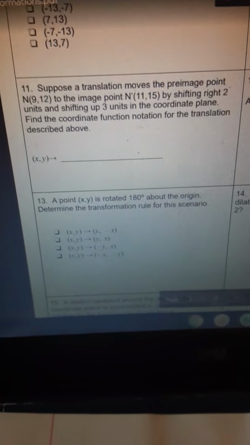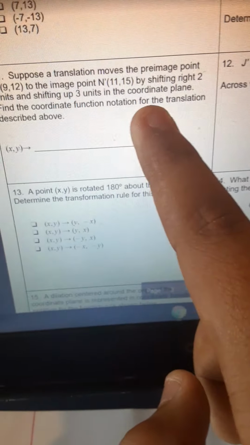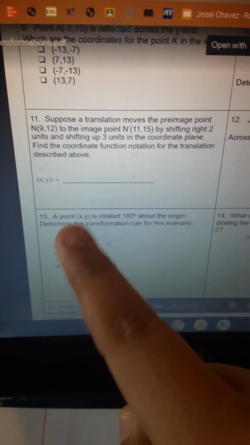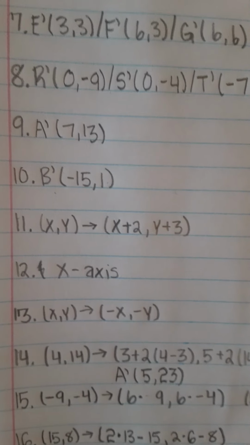Suppose the translation moves a pre-image point N 9, 12 to N prime at 11, 15. So it's basically just telling you to do the coordinate function that we did right here, that they did for us, but now they want us to do it. So just read this. Shifting right 2 units and shifting 3 units up. So there, it's going to be positive. So x, y turns into x plus 2 and y plus 3 because it was right and up. Right and up equal positive.